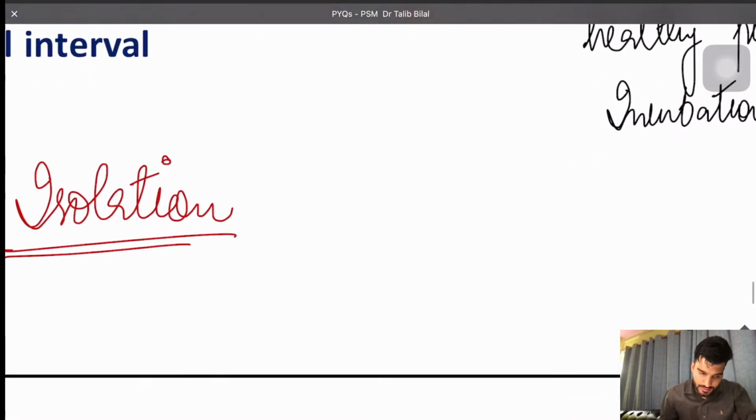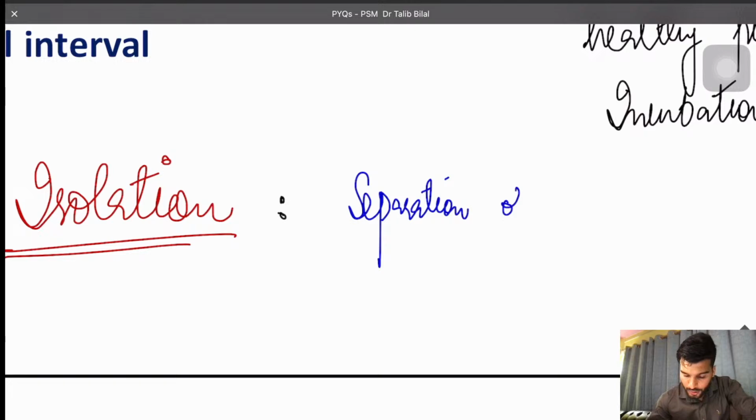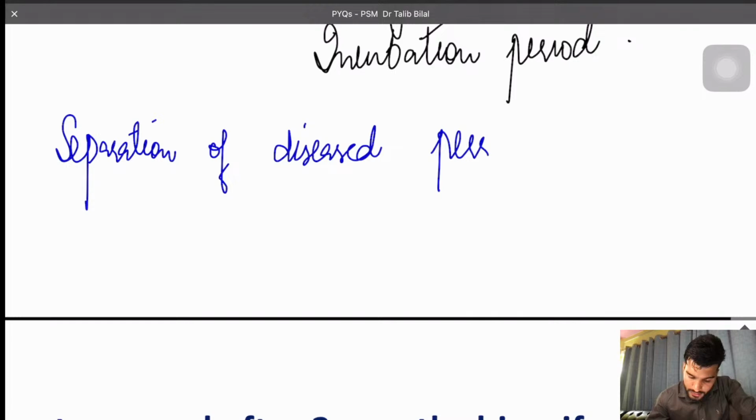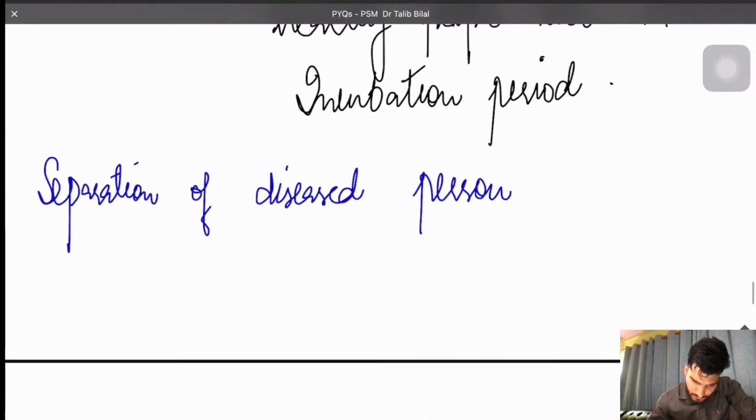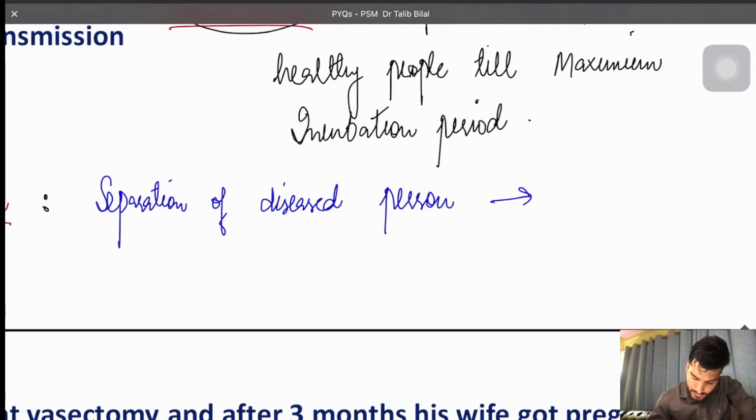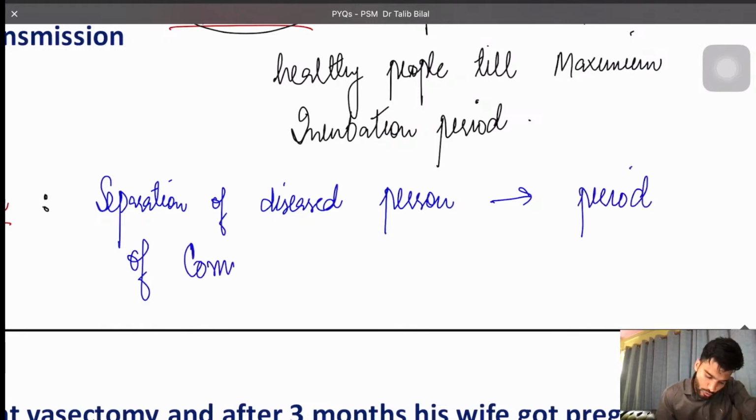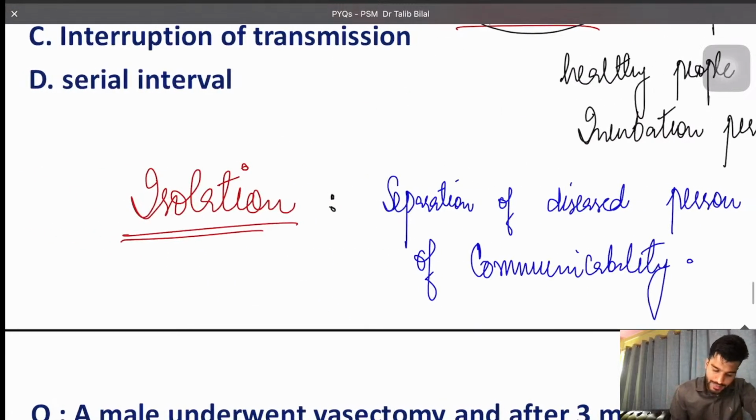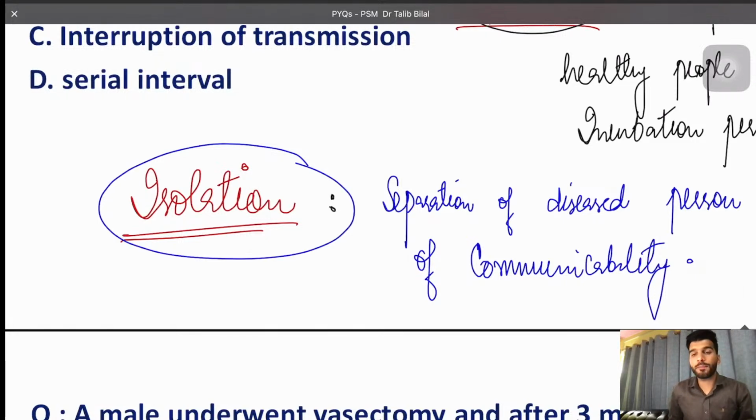What is isolation, guys? It's a separation of diseased person. In isolation, the patient is already confirmed with a disease, so it's a separation of diseased person till the period of communicability, which is called isolation. For example, measles. What is the POC of measles, guys? 4 days before the rash, 4 days after the rash. Some books write 4 days before the rash, 5 days after the rash.